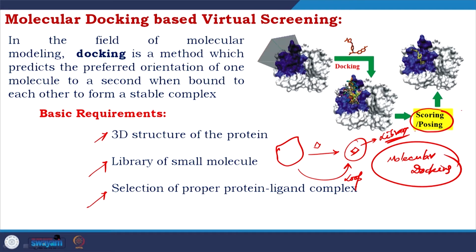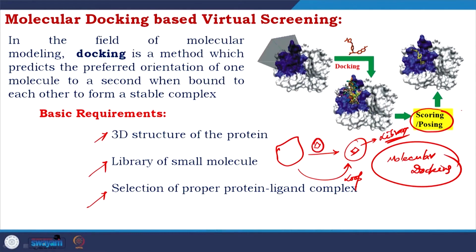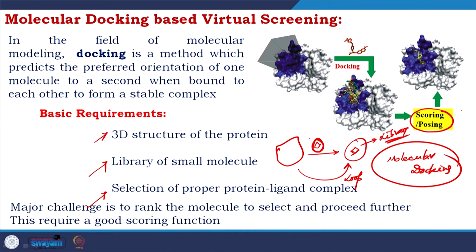Is it clear? So, what is docking? In docking, you have a 3D structure of a protein, you have a 3D structure of a small molecule, you set them, you make PDBQT, then you run docking, and you have criteria to get the best pose and best score. Now, if you repeat it, if you put it in a loop by taking a library instead of a small molecule, then that is called docking based virtual screening. The major challenge is to rank the molecules to select and proceed further. This requires a good scoring function.